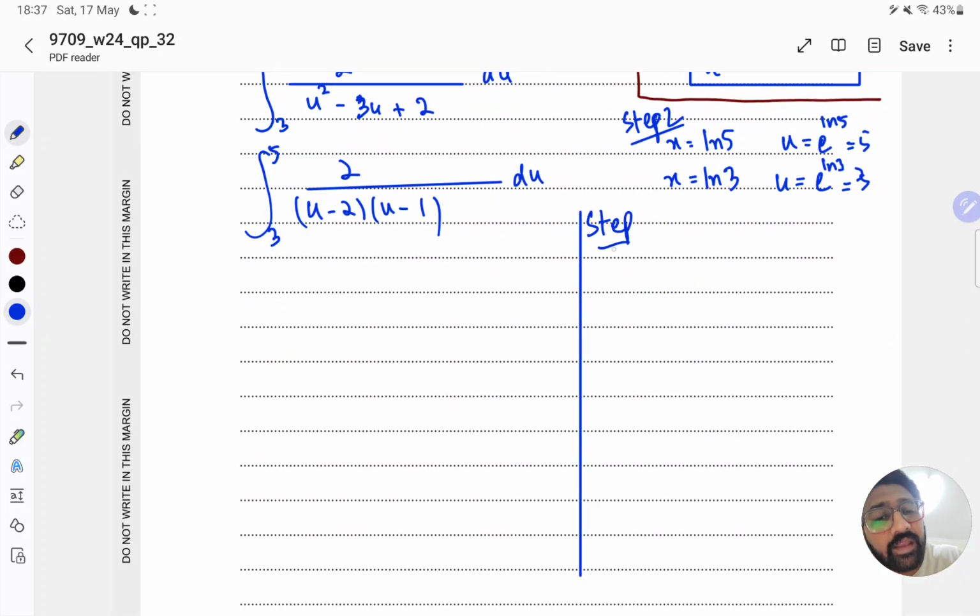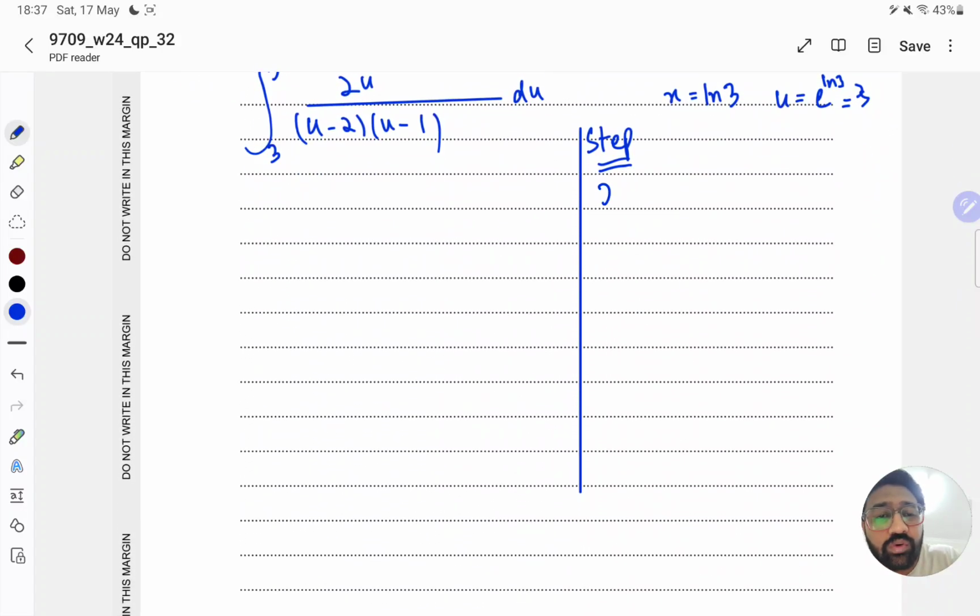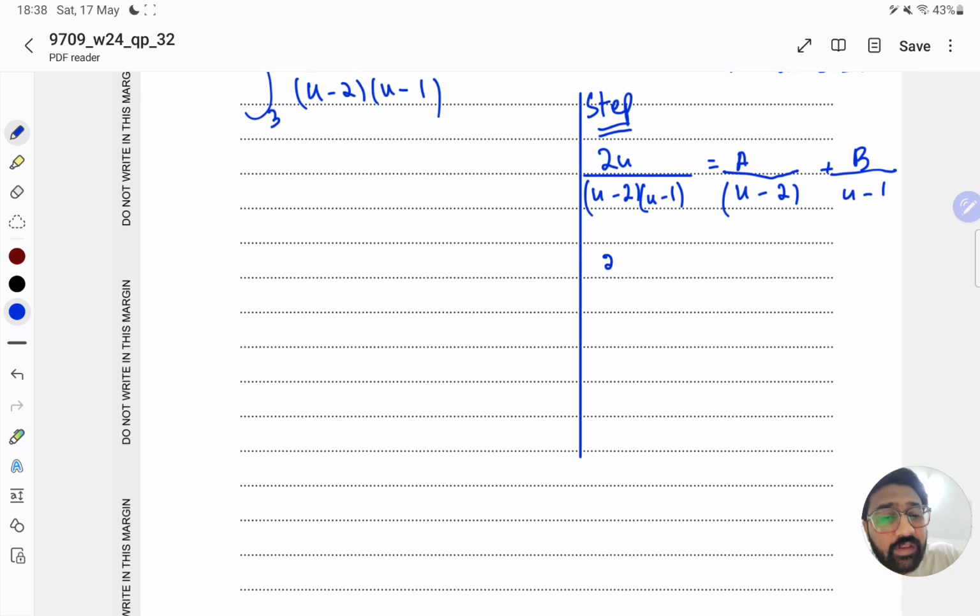Step number 5. So 2, there is a u here, 2u divided by u minus 2 into u minus 1. This is a linear. A over u minus 2 plus B over u minus 1. So it will become 2u equals A bracket u minus 1 plus B into u minus 2.